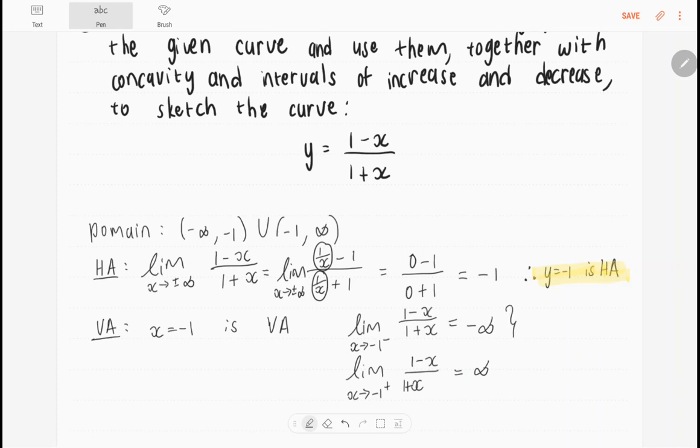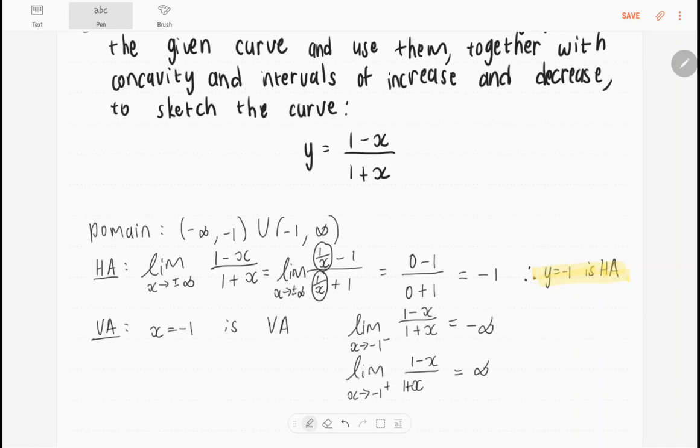Since in the first case, the limit will be 2 over a number infinitely close to 0, but it is a negative number. So we have a positive divided by a negative. That's why it's negative infinity. And in our second case, we have 2 divided by a number infinitely close to 0, but it's a positive number. So it's a positive divided by a positive.